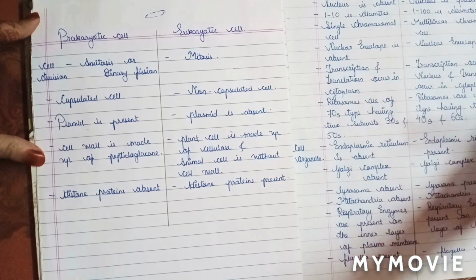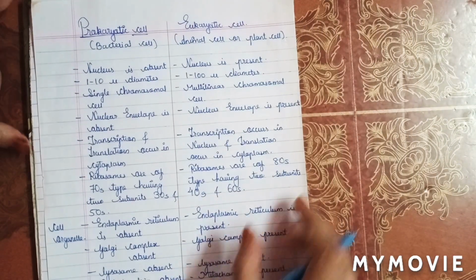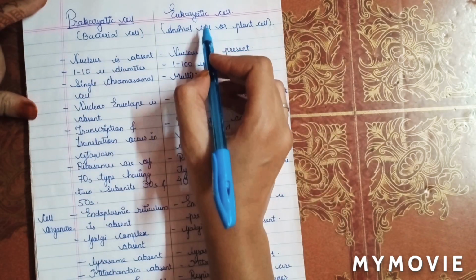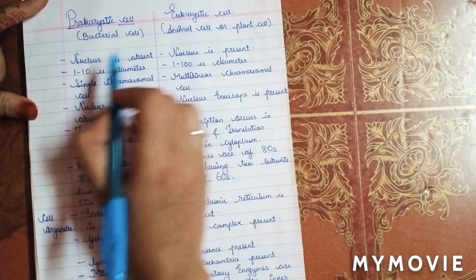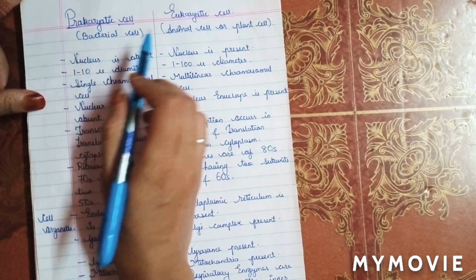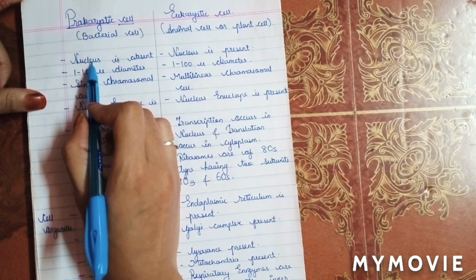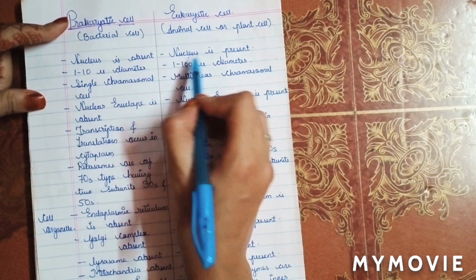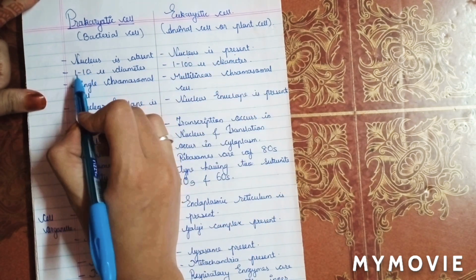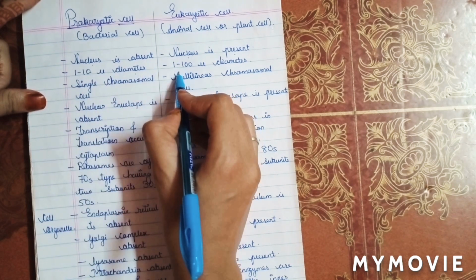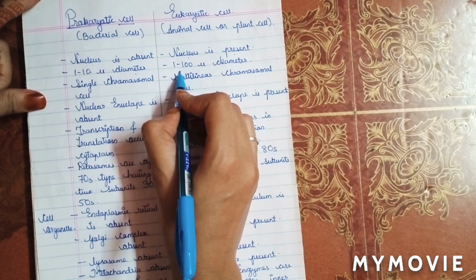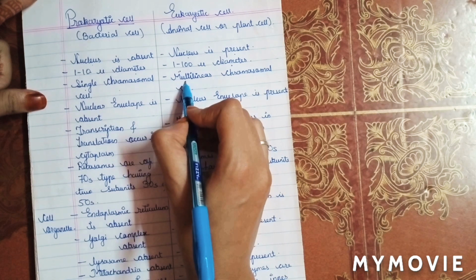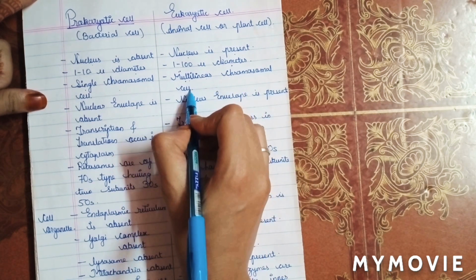So once again we will recall all the differences between prokaryotic cell and eukaryotic cell. Prokaryotic cell is a bacterial cell, eukaryotic cell is an animal cell or a plant cell. The main difference is about the nucleus. Nucleus is absent in prokaryotic cell and present in eukaryotic cell. The size of prokaryotic cell is 1 to 10 micro diameter, whereas the size of eukaryotic cell is 1 to 100 micro diameter. Prokaryotic cell is a single chromosomal cell and eukaryotic cell is a multilinear chromosomal cell.